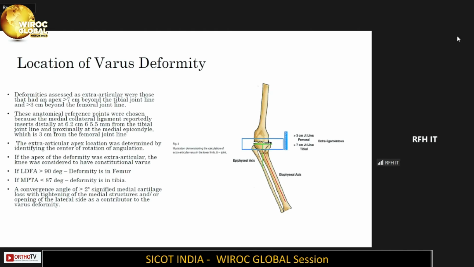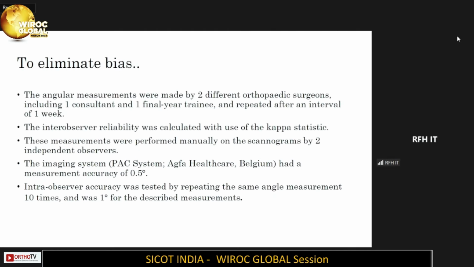If the LDFA, that is the lateral distal femoral angle, is more than 90 degrees, the deformity is in the femur. If the medial proximal tibial angle is less than 87 degrees, the deformity is in the tibia. A convergence angle of more than 2 degrees signified medial cartilage loss with tightening of medial structures and/or opening of the lateral side as a contributor to the varus deformity.